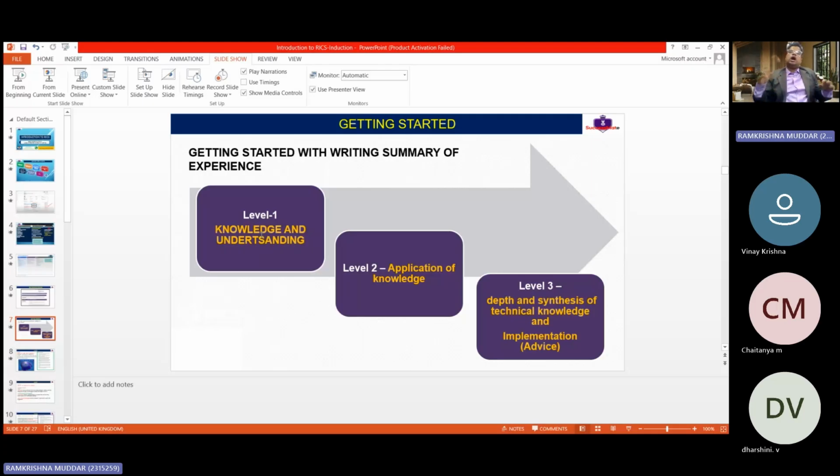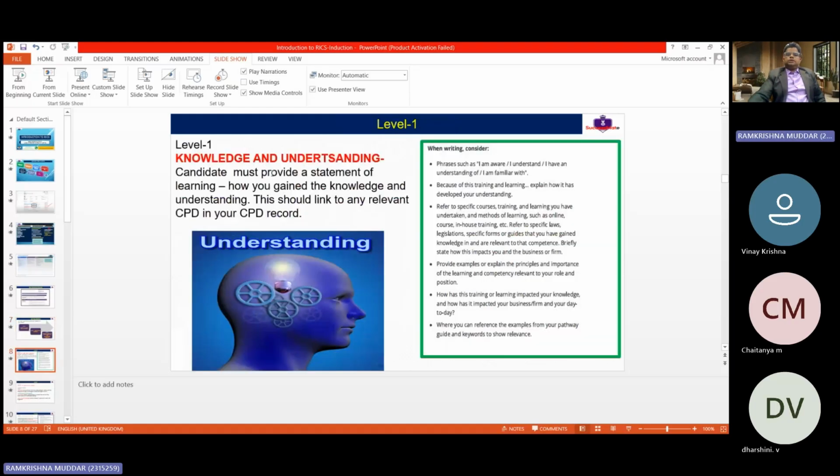Level 1 is basically how you obtain the knowledge. It can be like I am sharing the knowledge. You can say, while attending a CPD event with Mr. Ramakrishna, I acquired knowledge about RICS. I acquired knowledge about procurement and tender. So this is all level 1. Okay, in detail, I will give you an example of what is level 1. When you go here, this is knowledge 1.